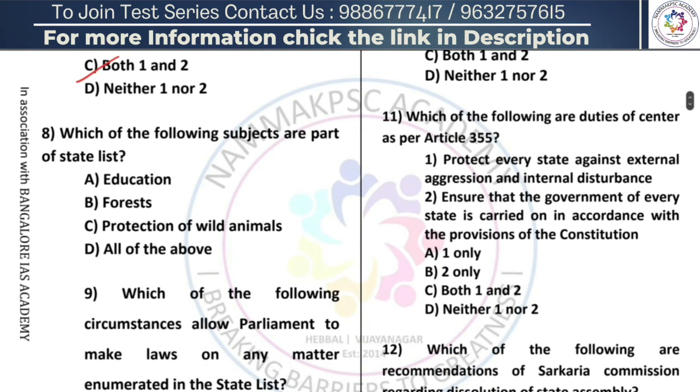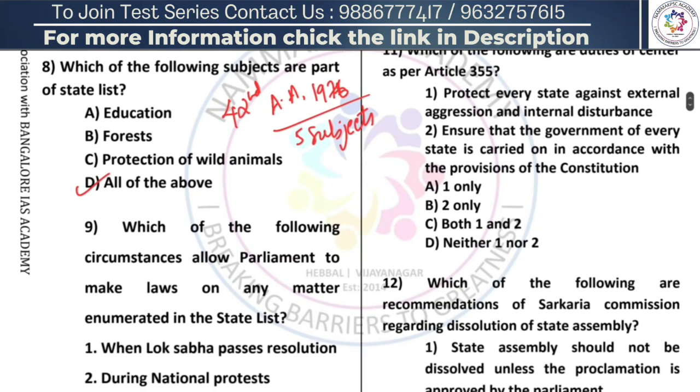Next question here, which of the following subjects are part of state list? Education, forest, protection of wildlife, all of the above. So the right answer here is all of the above, that is education, forest, protection of wildlife, all of them are under the state list. This is after the 42nd Amendment Act in 1976, which transferred 5 subjects from the state list to the concurrent list. So which are the 5 subjects? Education, forest, weights and measurement, protection of wildlife and animals, and administration of justice, constitution and organization of all courts, except Supreme Court and High Court.